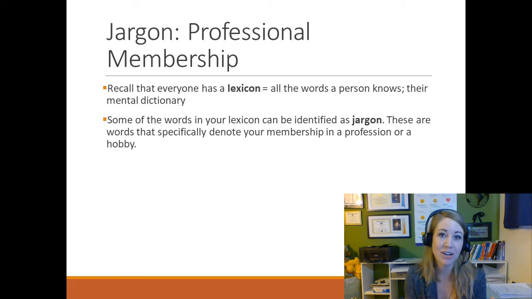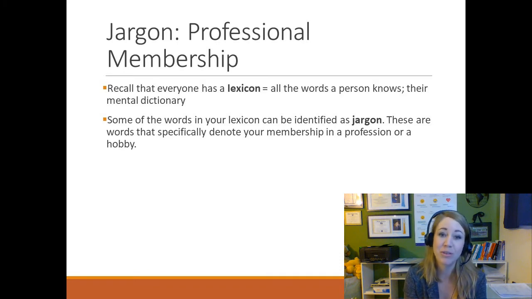So, to explore jargon, let's first talk about what a lexicon is. A lexicon is a list of words or a bank of words that you have in your head that you know and you use, maybe every day, but each person has a different lexicon. You build this lexicon throughout your life, and it's built upon your own unique experiences. So no two people are going to have the same lexicon, and that's because no two people are the same.